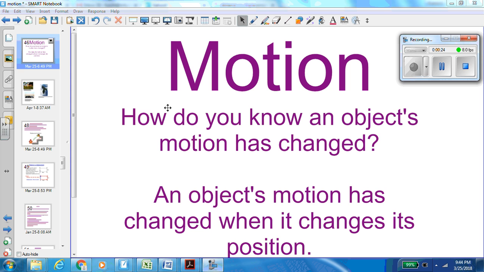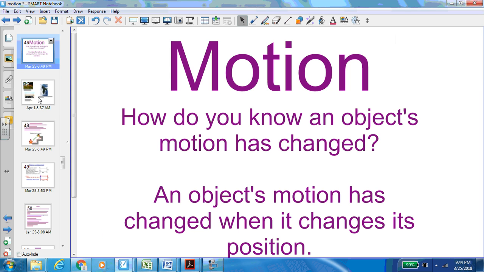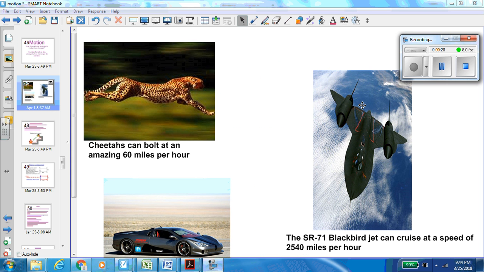There are many different ways for us to describe the motion of objects. These are just a few examples here on this slide. First of all, cheetahs can bolt at an amazing 60 miles per hour. The SR-71 Blackbird jet can cruise at a speed of 2,540 miles per hour. These are words that we often use to describe motion. In this video, we're going to explore these different words and how we use those to describe motion. We will also look at how to mathematically describe motion and how to graphically describe motion.